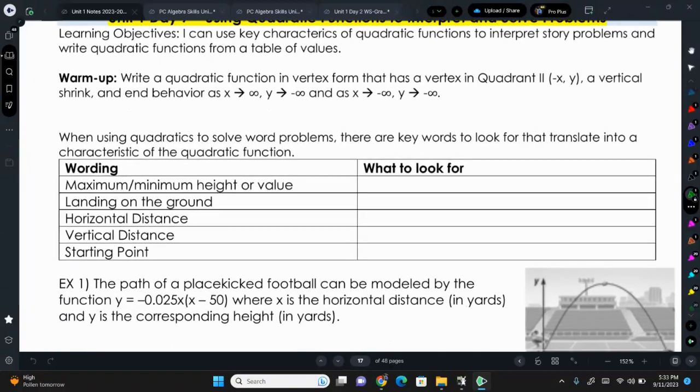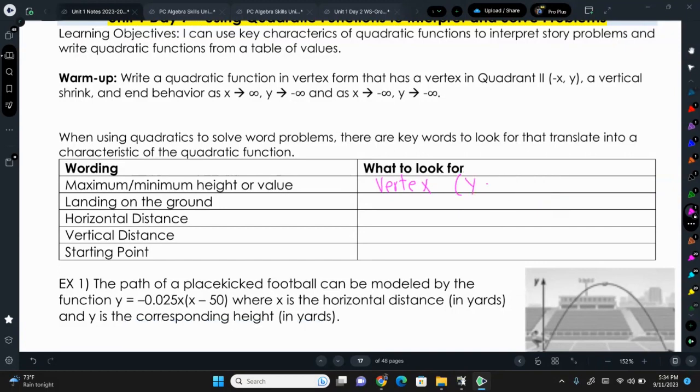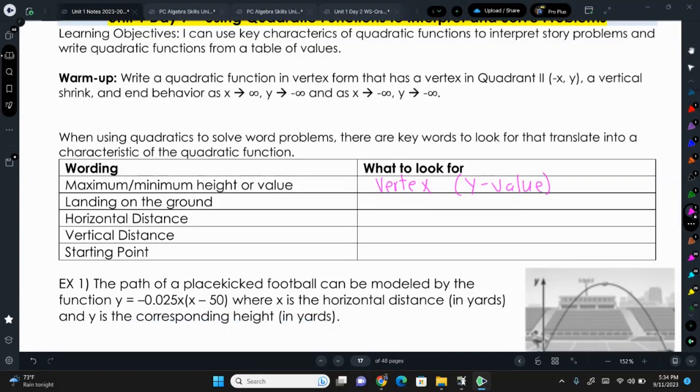So if we're trying to find the maximum or minimum height or value, we're looking for the vertex of your quadratic function, and more specifically, the y value of the vertex. That's going to tell us the minimum or maximum value of our word problem. And we know how we can get the vertex in vertex form, intercept form, and standard form.